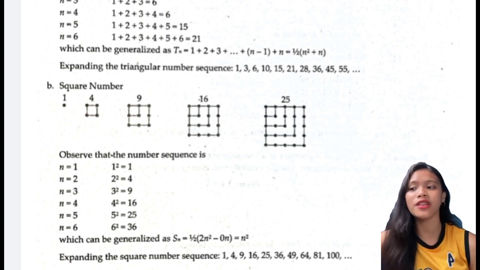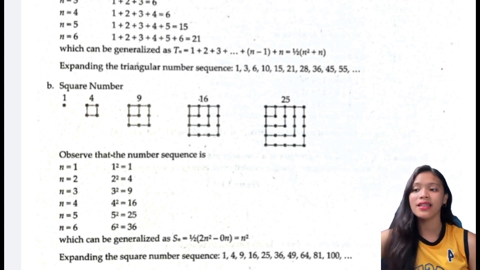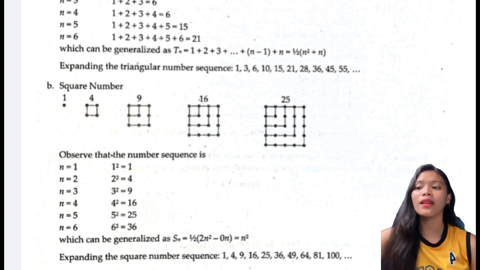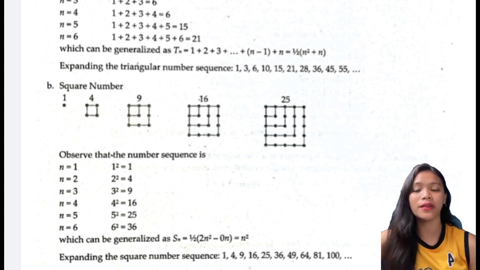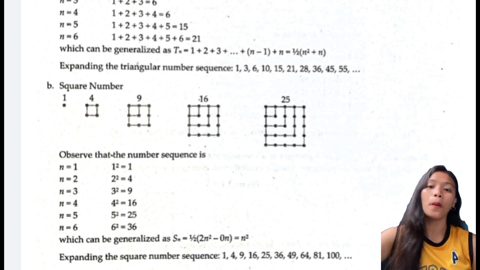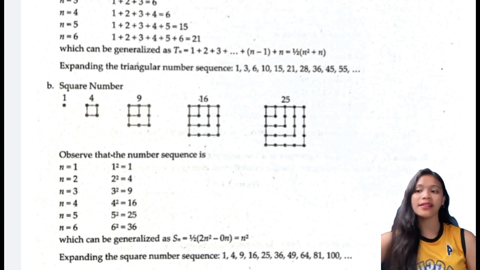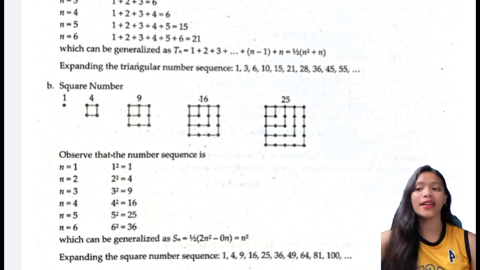So which can be generalized as Sn is equal to 1/2 (2n squared minus 0n), which is equal to n squared. Expanding the square number sequence: 1, 4, 9, 16, 25, 36, 49, 64, 81, and 100, and so on.